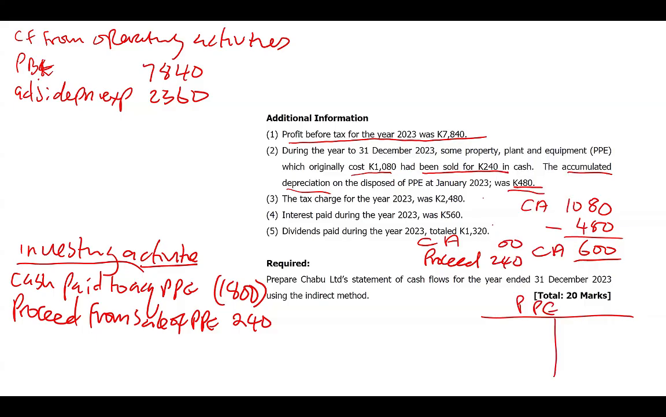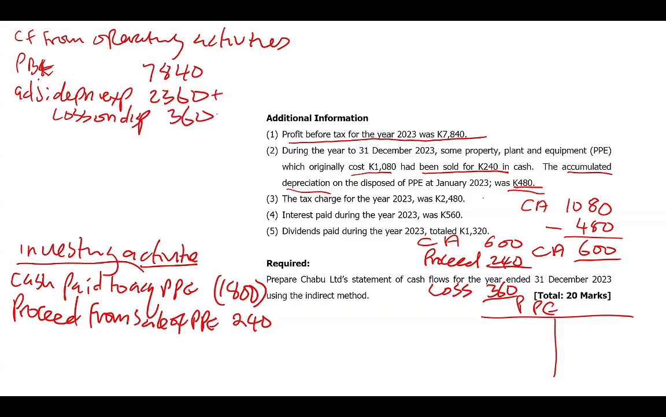600. So the difference of 360, the difference of 360 there. Since the proceeds are less than the carrying amount, this was a loss. And normally this loss would have been included either in cost of sales or admin, which reduced the profit before tax. And so we need to add loss on disposal. Loss on disposal, that 360.